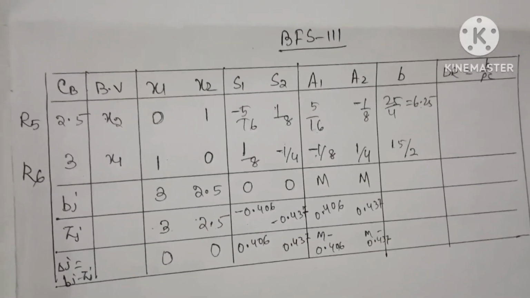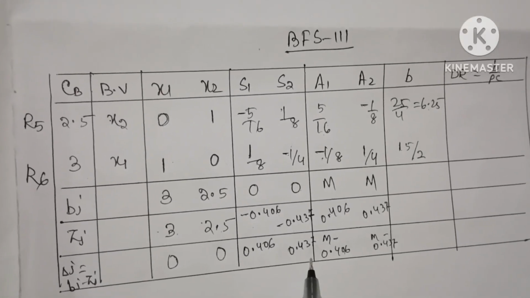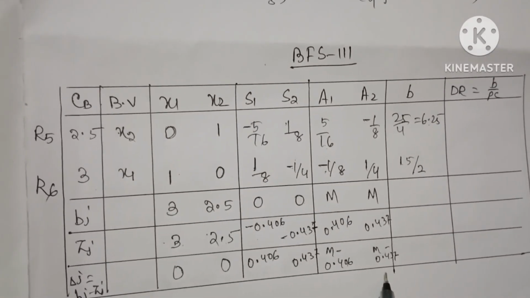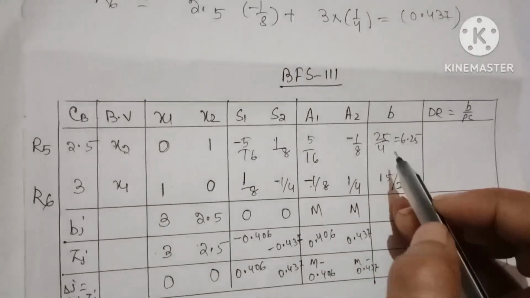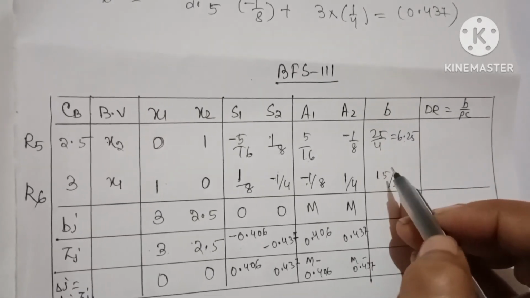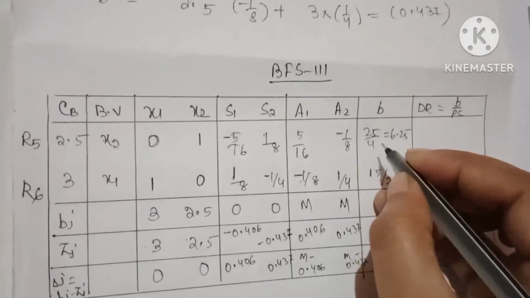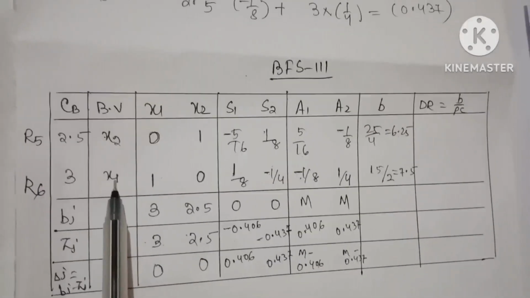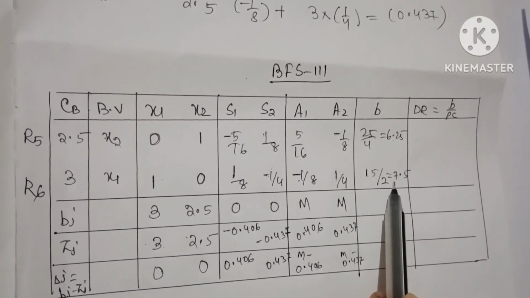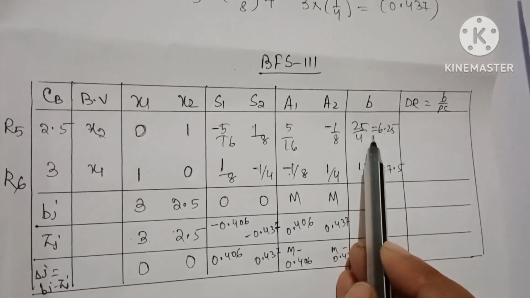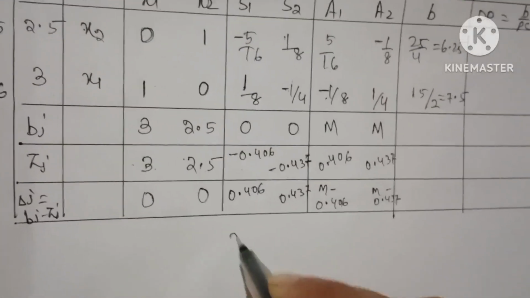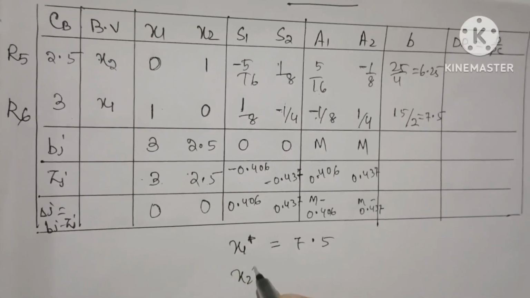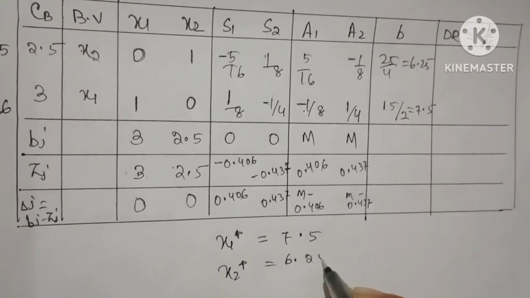The indicator row shows that nothing is negative, so optimal solution is possible here. The values in the constant column and solution column are the optimum values. So x1 the solution value is 7.5 and x2 the solution value is 6.25. So x1 optimum equal to 7.5, x2 optimum equal to 6.25.